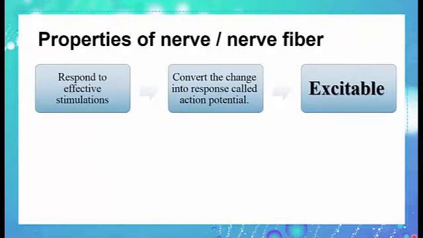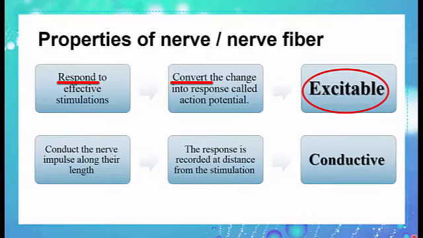So, we have two properties of the nerve and of a nerve fiber. Both of them respond to effective stimulation. They can convert the change into a response called action potential, so they are excitable. And both of them conduct the nerve impulse. The response is recorded at a distance from the stimulation, so they are conductive. So the nerve and the nerve fiber are excitable and conductive. They are excitable because they can respond to effective stimulations, and conductive because they can conduct this stimulation along the nerve or the nerve fiber.